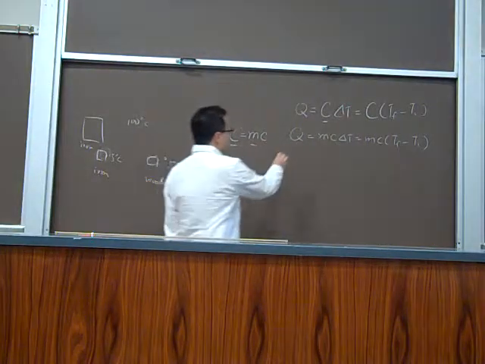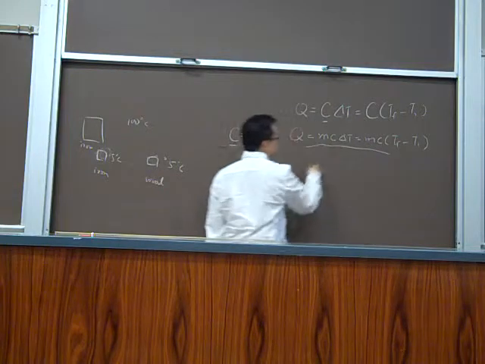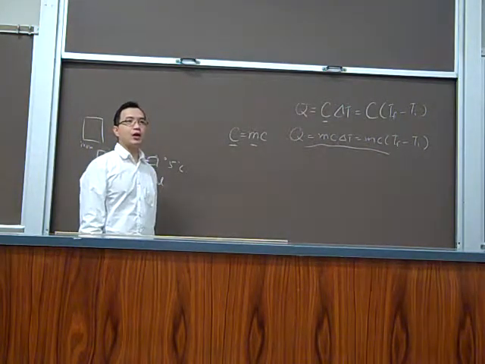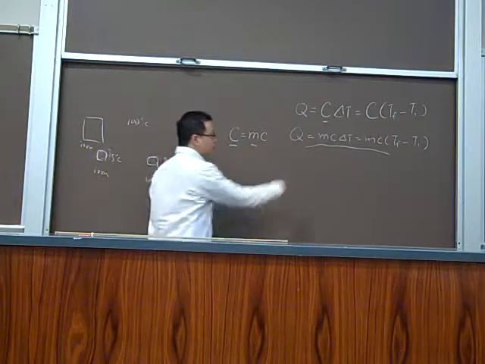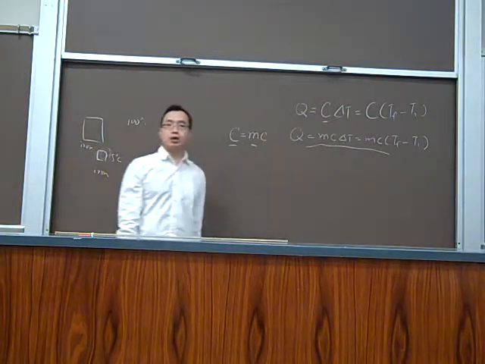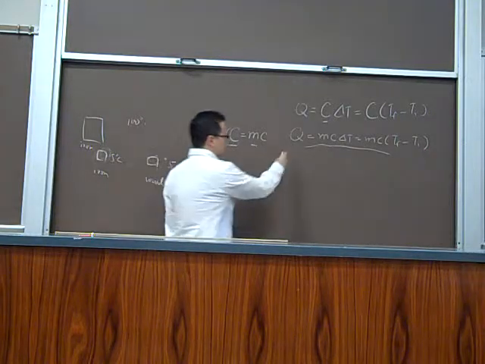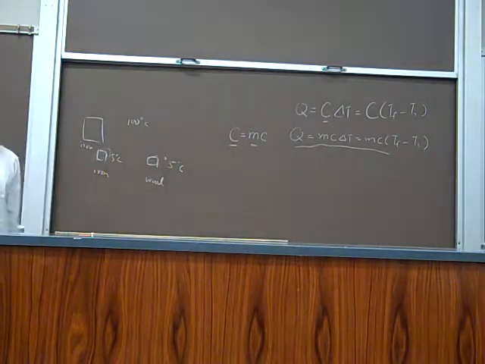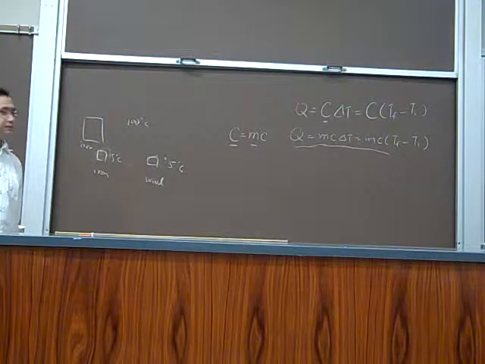This is more useful for us because we have tables that give you the specific heat capacity for all kinds of materials. Then you just need to measure the mass of your particular sample, and you can use this equation to calculate the heat absorbed by that sample.